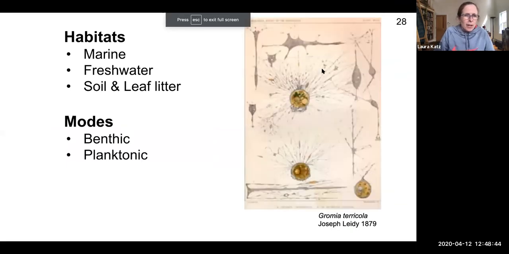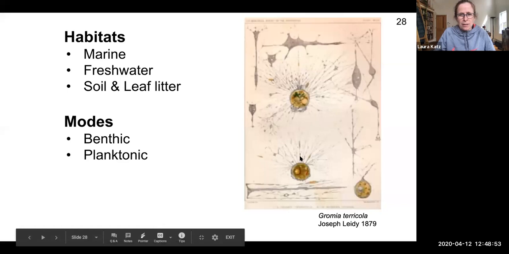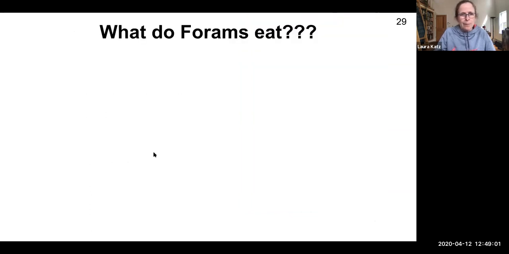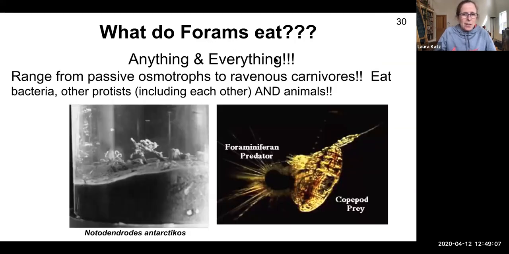Forams are found everywhere. They are predominantly marine, but there's growing literature on them in freshwater, soil, leaf litter. Here's a 1879 drawing of one, Gromia. In the ocean, they can be benthic, living in the sands, or they can be planktonic, floating in the water column. And what do forams eat? Everything. They eat anything and everything.